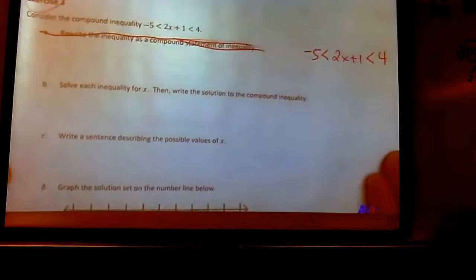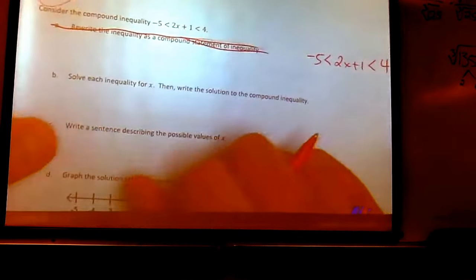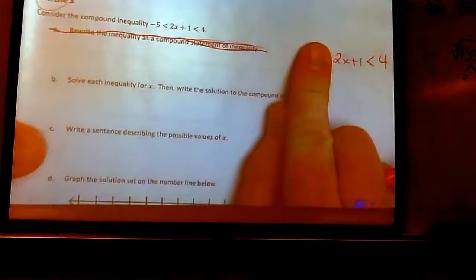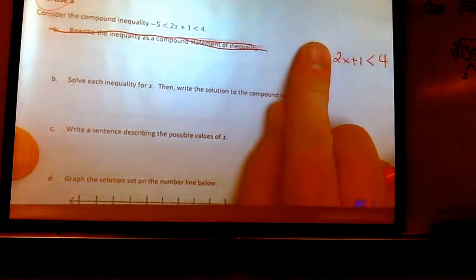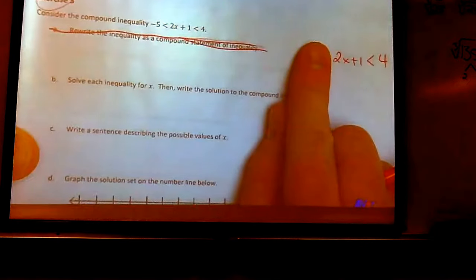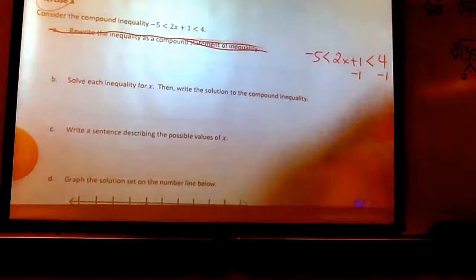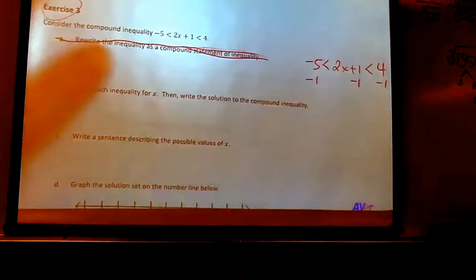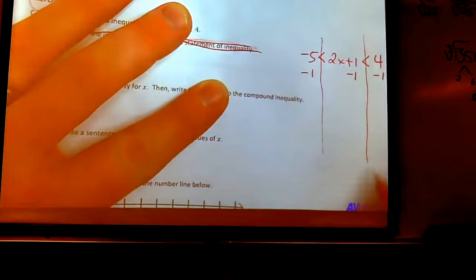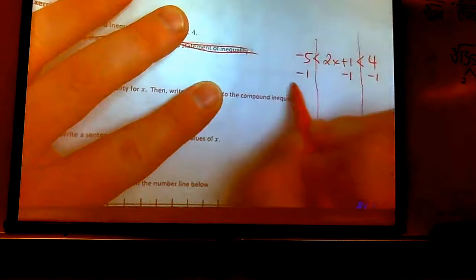So I just rewrote that over there, and I'm going to solve for x. If you were solving for x like this, what would be your first step? You'd subtract 1, right? Yeah. This is the same thing, but now instead of just -1, -1, you're going to do it to all three sides. It's like having 2 lines. That's pretty easy.